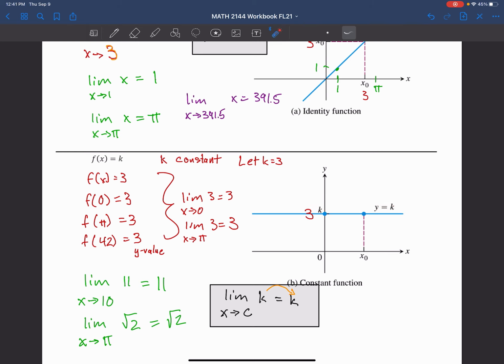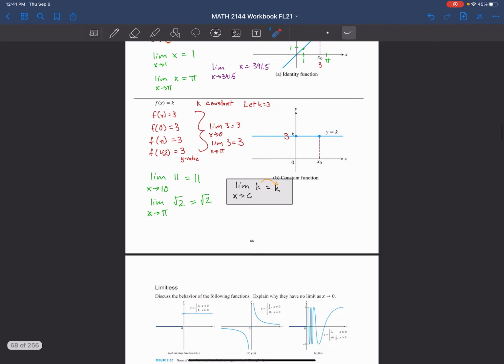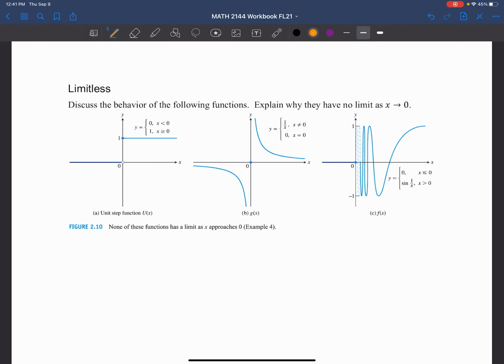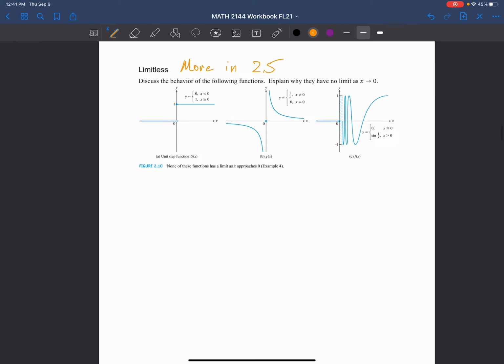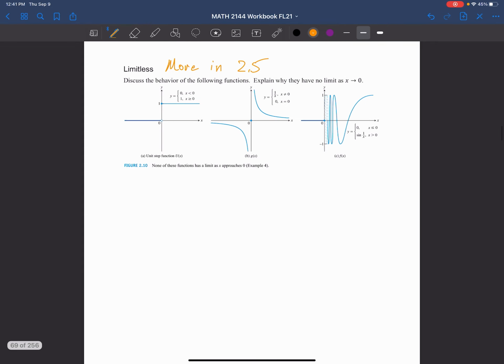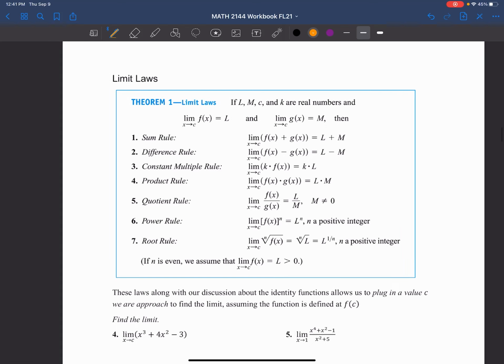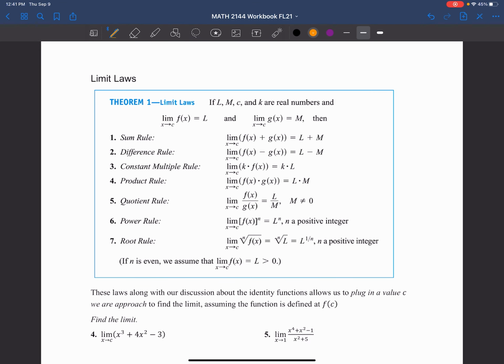And on the next page, we talk about where the limit doesn't exist. We'll just look at this more in 2.5. That's kind of a detour that I don't really want to take right now. So limitless, I guess he's reached his limit. So let's just move on to the limit laws. I'll say more about the limitless scenarios in 2.5.